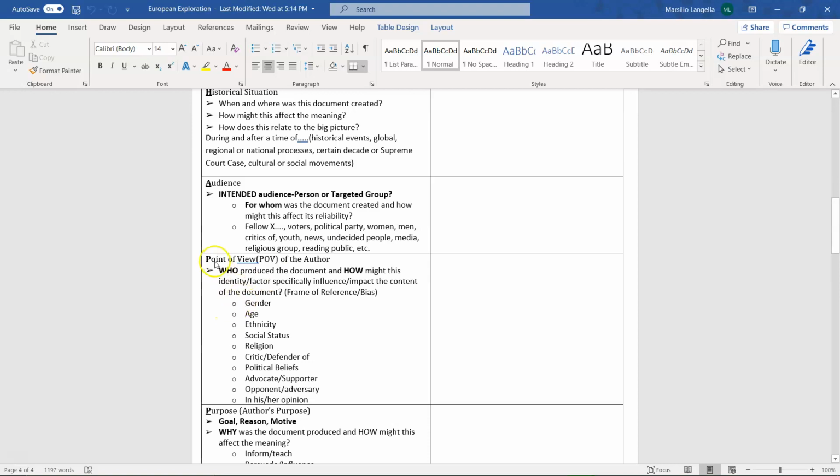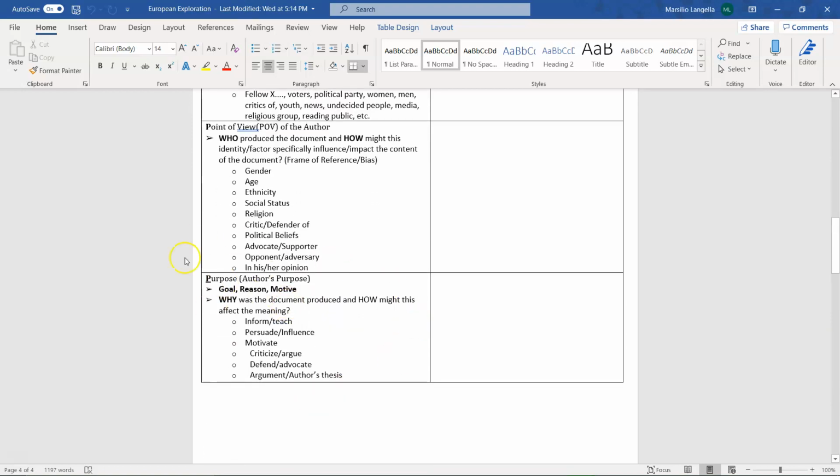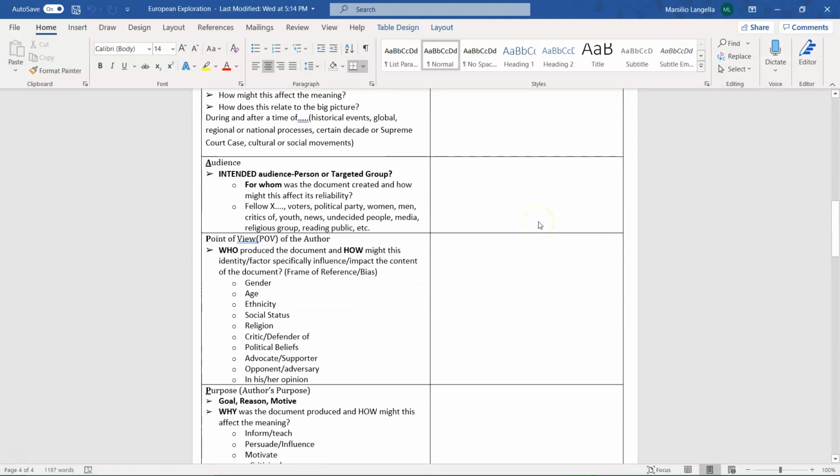Then you have the P, the point of view. This is where we look at the point of reference, like the fact that Christopher Columbus is writing this. What does this mean? Give some information here about the point of view and the biases that might be there. And then lastly, the purpose. What was the purpose, the goal of writing this journal entry? You're going to fill out all this information and put it in these boxes here.